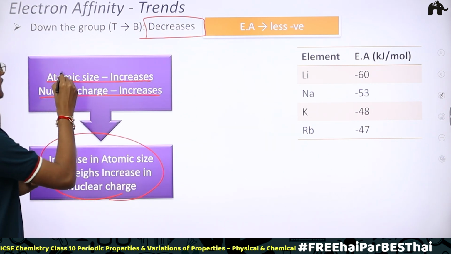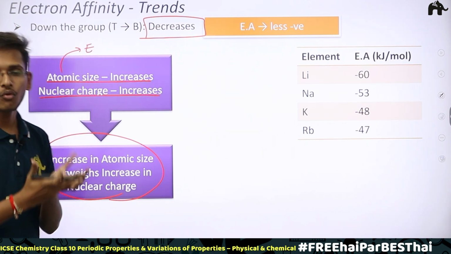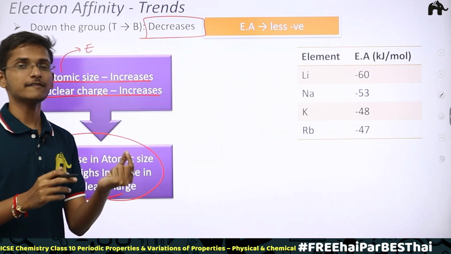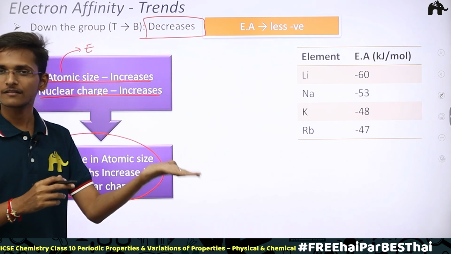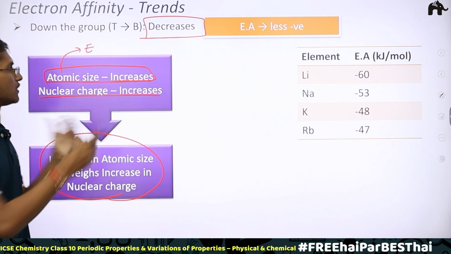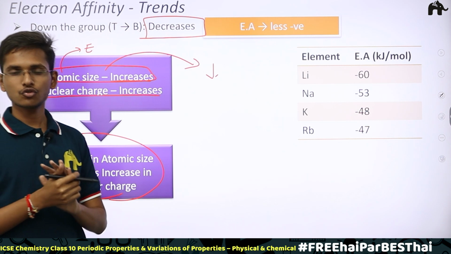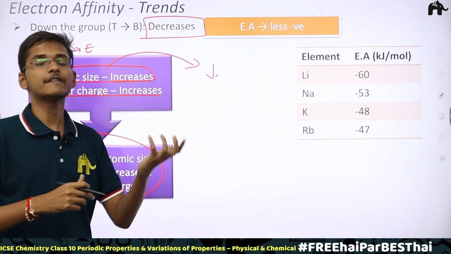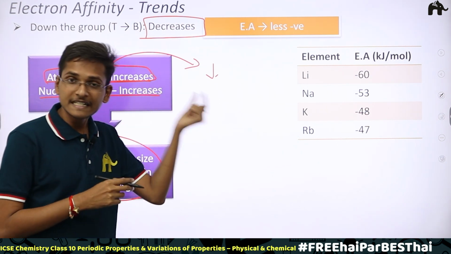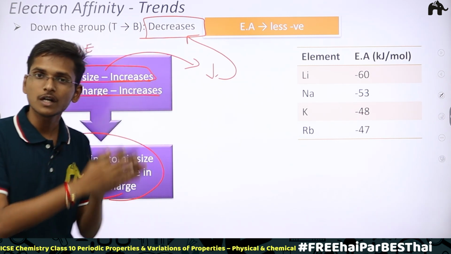Because of this, the effect due to the increase in the atomic size would be more than the effect due to increase in the nuclear charge. So the net effect would be due to the increase in the atomic size. Very clear? Due to the increase in the atomic size, electron affinity decreases. As I already said, the net effect would be due to the increase in the atomic size. That's why we observe decrease in the electron affinity when we move down the group.